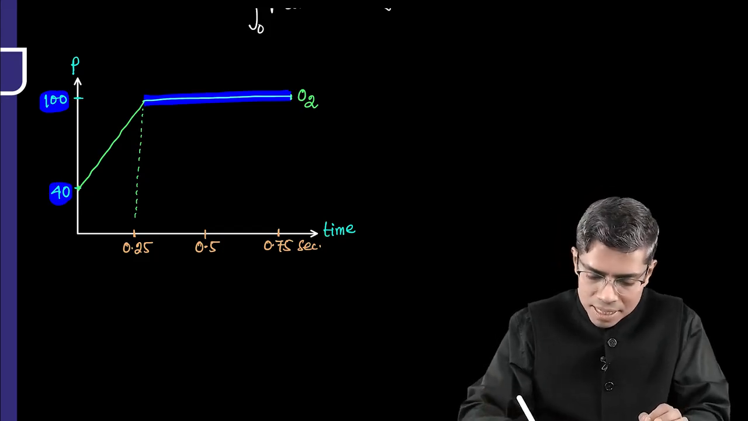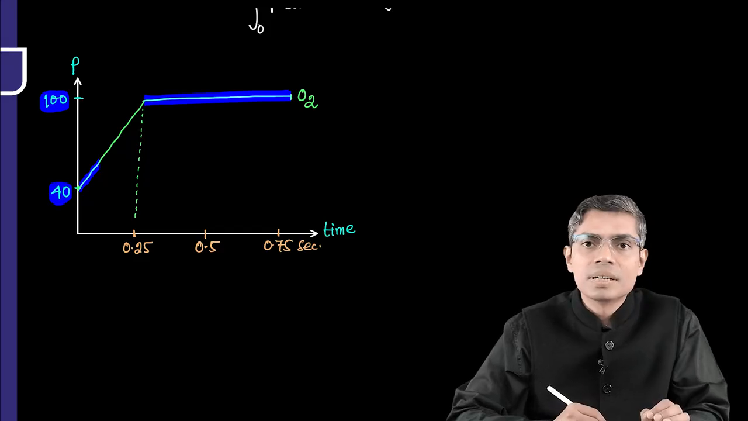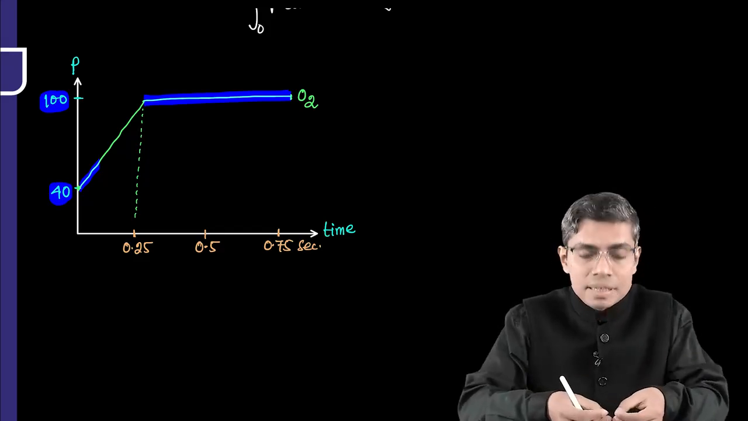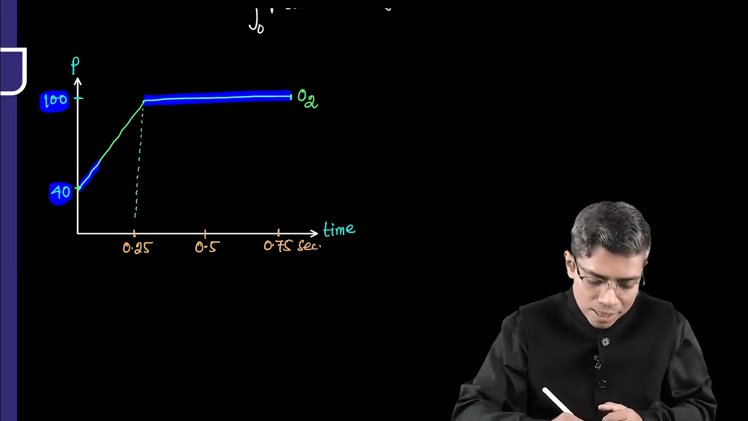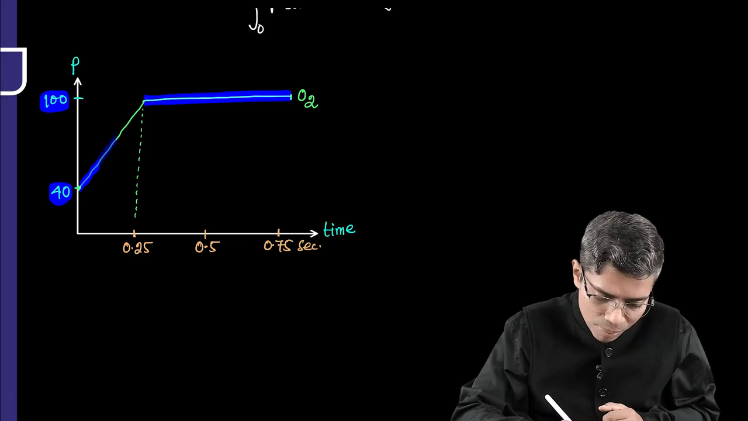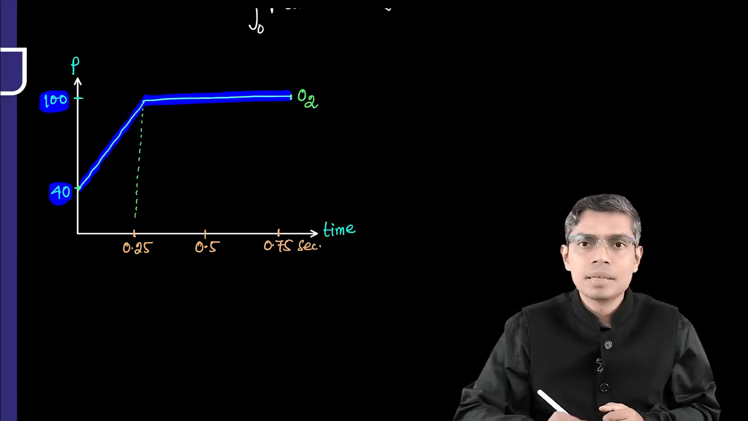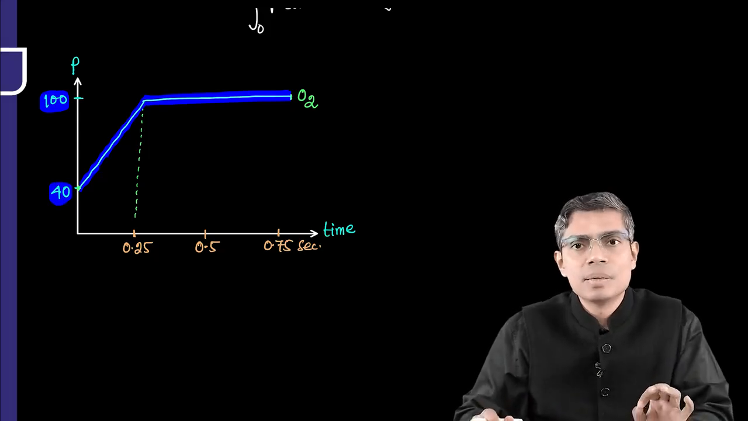So when oxygen is entering your blood, most of the oxygen will react with the hemoglobin, and only a little amount of oxygen will remain dissolved. That's why initially the partial pressure of oxygen rises gradually, because most of the oxygen is combining with the hemoglobin.